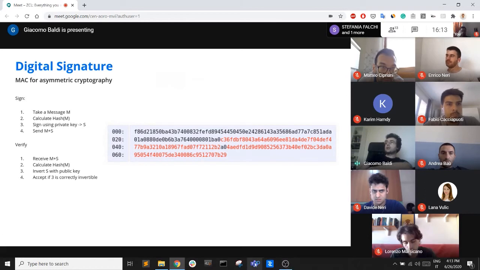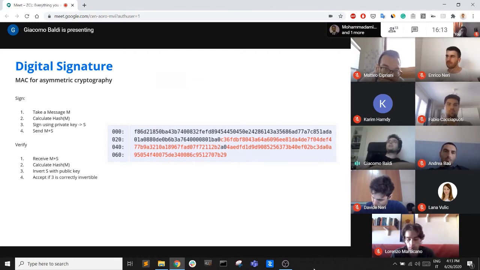What is a digital signature? It is a MAC for asymmetric cryptography. It gets the same result. It gets the same property, which is integrity and, again, authenticity of the message. But when using private and public keys.